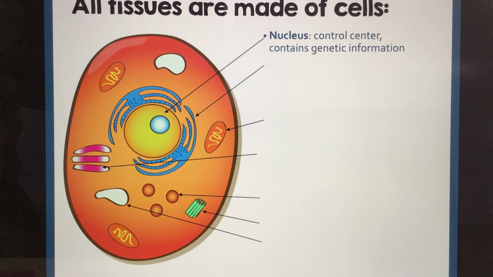Okay, all tissues are made of cells. So this is just, again, hopefully a review of the basic parts of a cell. And we'll get deeper into mitosis, meiosis, those kinds of things. All right, the nucleus, the center of the cell there, is your control center. And that's where your genetic information is stored. Okay, and it's passed along through the nucleus of the cell. So DNA is in there.